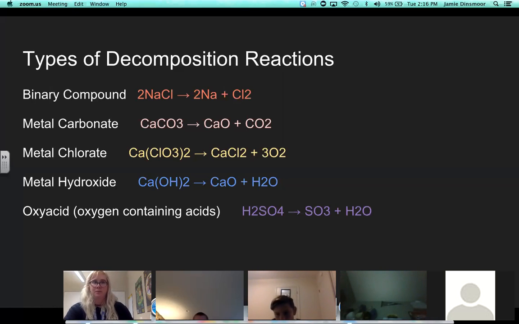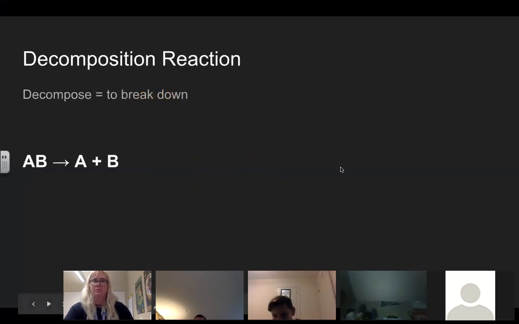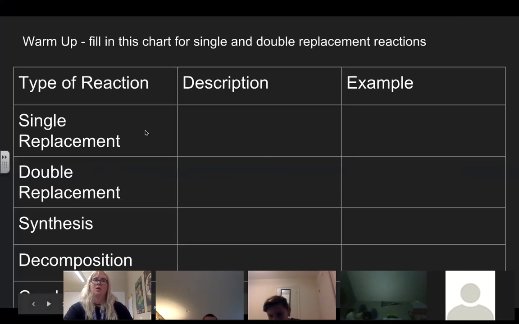If it's single replacement, make sure you have your activity series, find out if it's even going to happen. If it's double replacement, should be pretty obvious because two things are going to change places. That's all ions. Synthesis, easy to see. Two things coming together as one. Decomposition, one thing coming apart.